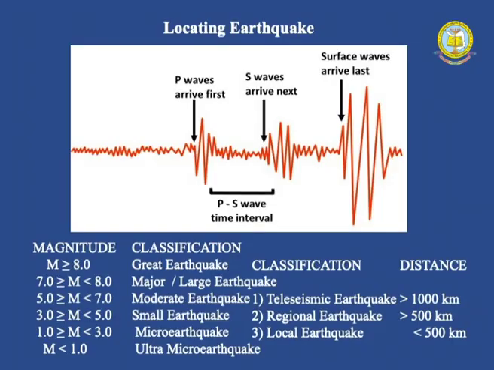Similarly, we can classify based upon the spread, to what extent these earthquakes are spreading. Suppose we have the epicenter and the hypocenter. From the epicenter, how far are the waves traveling and which parts are damaged by the earthquake? Based upon such distance measurements, we have teleseismic earthquakes, which propagate greater than 1000 kilometers, regional earthquakes greater than 500 kilometers, and local earthquakes less than 500 kilometers. So it depends upon the magnitude and the intensity with which these waves propagate, triggering earthquakes in smaller or larger areas.